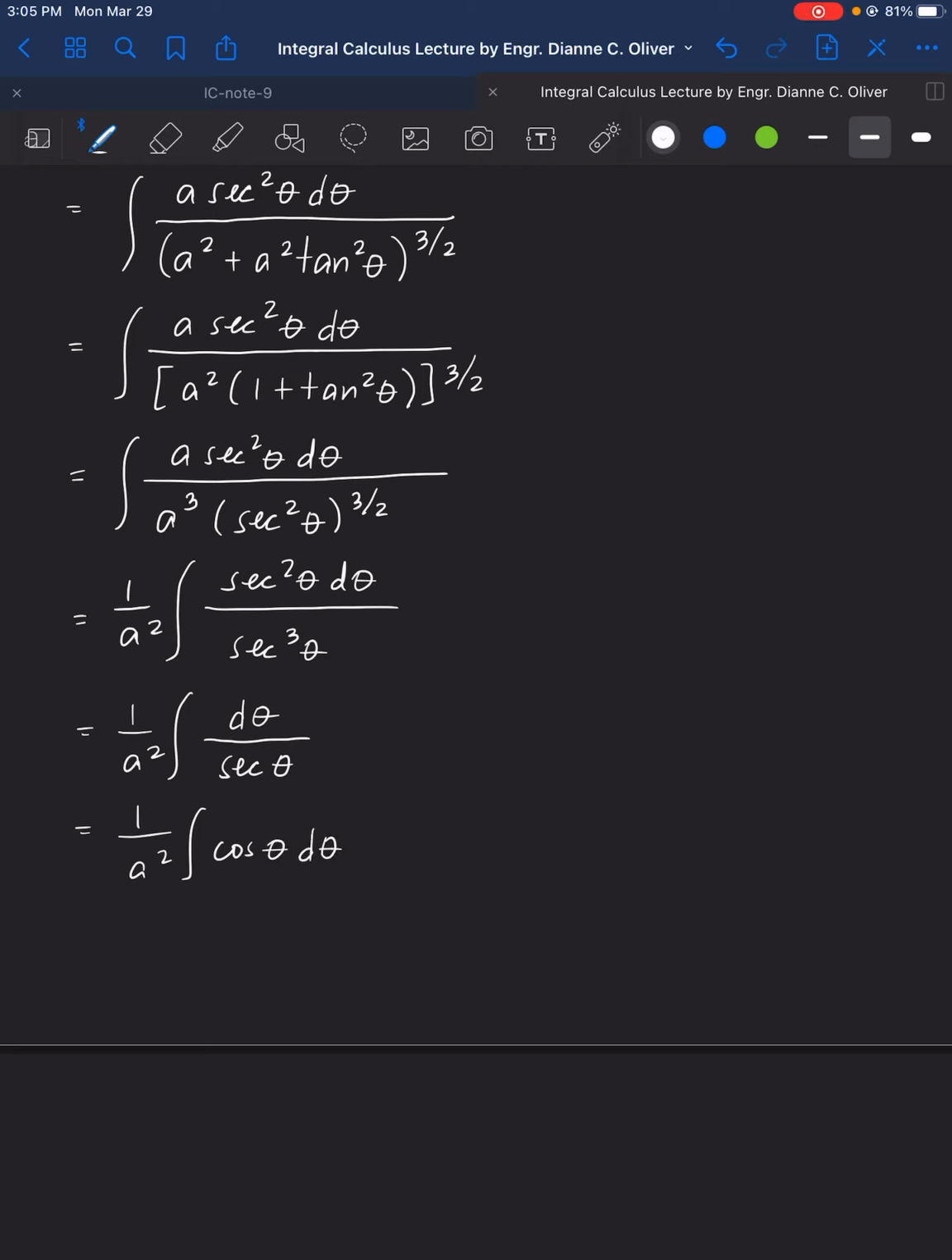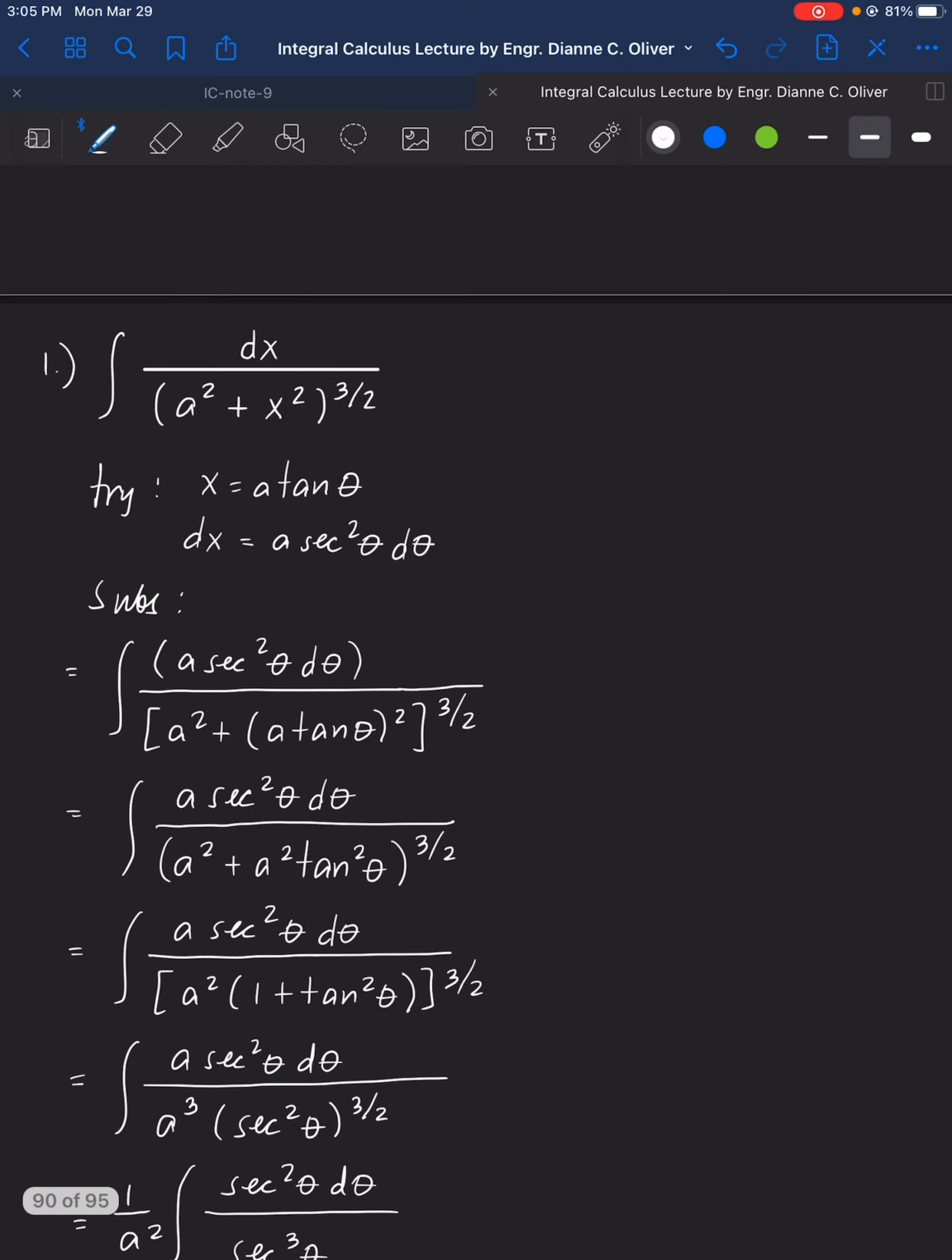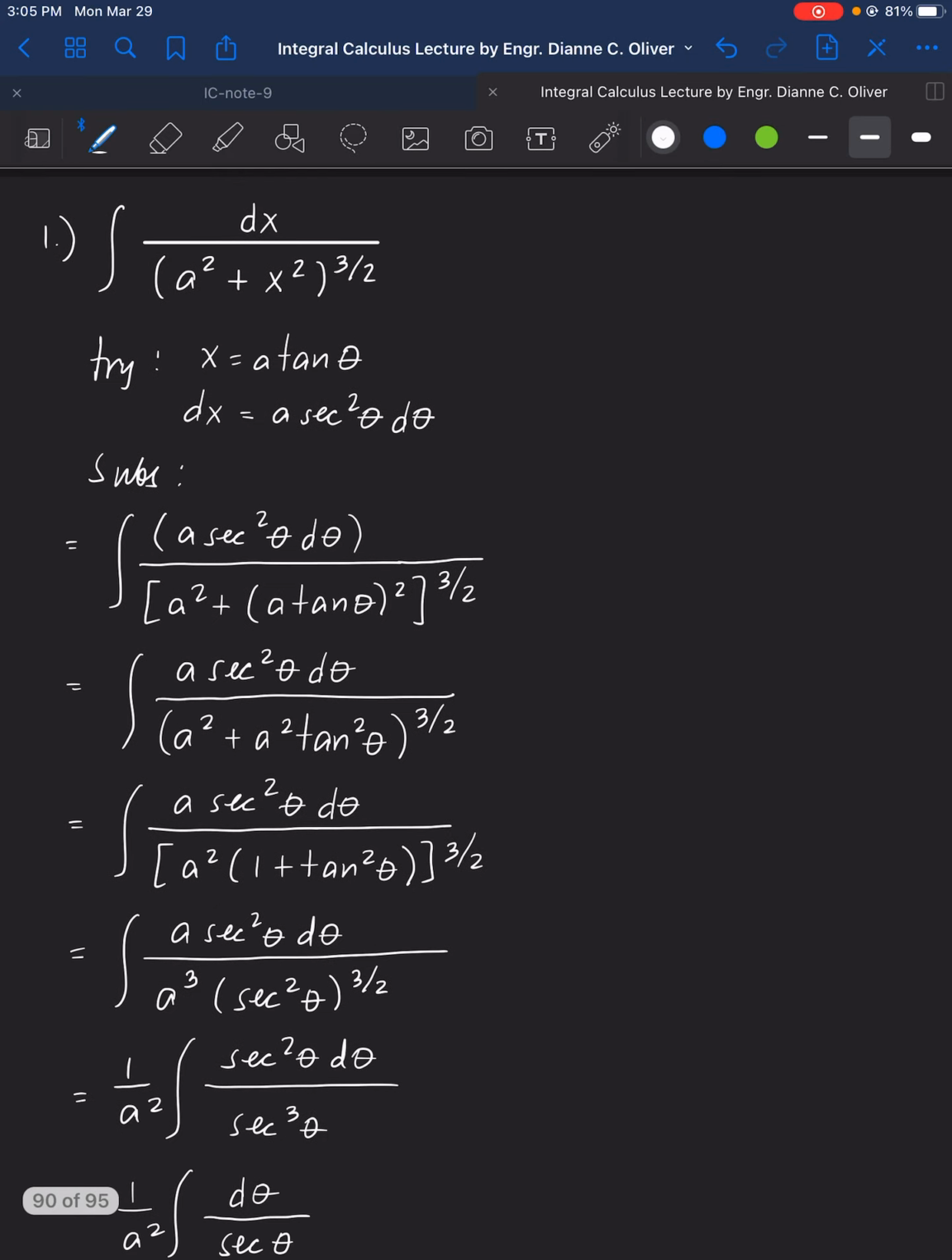And what is the integral of cosine theta? It is equal to 1 over a squared, that is sine theta plus c. 1 over a squared sine theta plus c. But this is not yet the answer. Remember that what we did here is we substituted the value of x as a tangent theta. So we can still use this space on the right side.